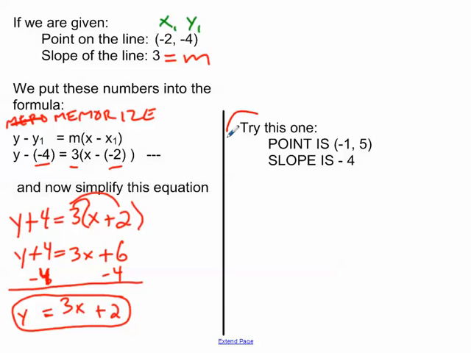All right, let's try this one over here. I got a point -1, 5, and slope is -4. Well, you know what? I've got a point and a slope. I'm going to use the point-slope formula. So I'm going to write it down. What's my point-slope formula?